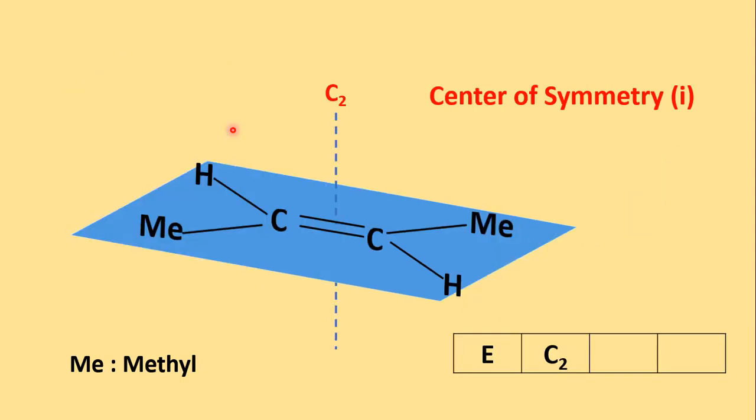Next is the center of symmetry. If we draw a line from the imaginary center here, you get hydrogen atom. If we draw another line in the opposite direction, you get hydrogen once again. If you draw a line in one direction, you get methyl, and if you draw another line, you get methyl again in the opposite direction, and so center of symmetry is present.